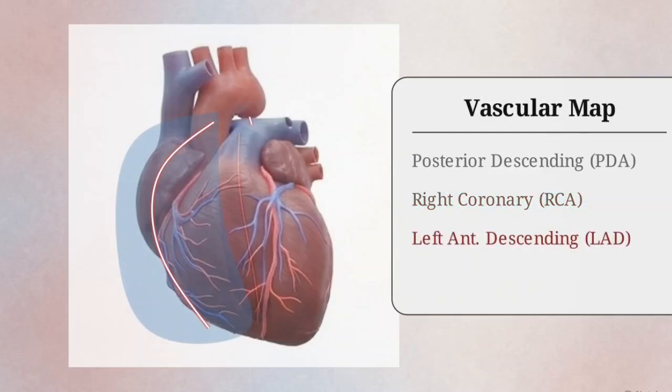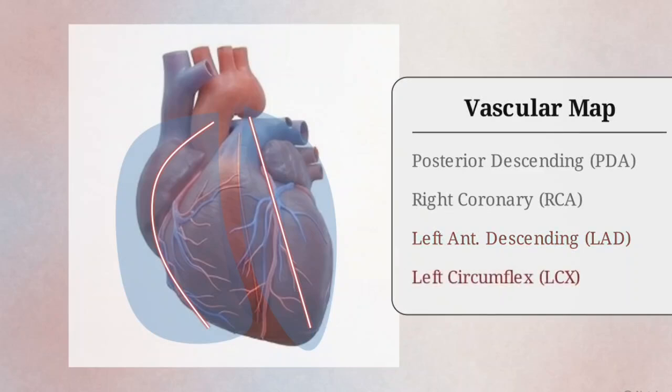The left anterior descending artery, the LAD, delivers a critical volume of blood to the entire anterior wall of the left ventricle and the septum. Finally, the left circumflex artery wraps around to supply the lateral left ventricular wall, completing the primary vascular map.